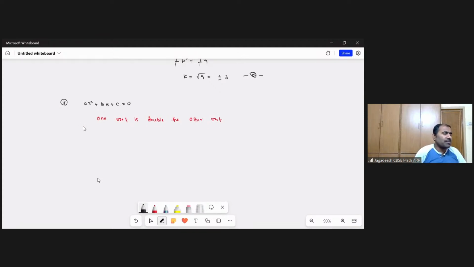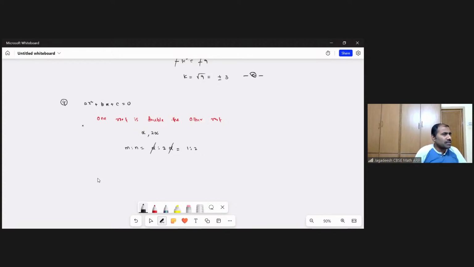If one root is double the other root, then what is the condition? Here we can go with the m/n ratio. Let us consider the ratio. Roots are alpha and 2 alpha, because one root is double, twice the other root. So m/n equal to alpha is to 2 alpha. Alpha gets cancelled, we get 1:2. So indirectly, m value is 1, n value is 2.